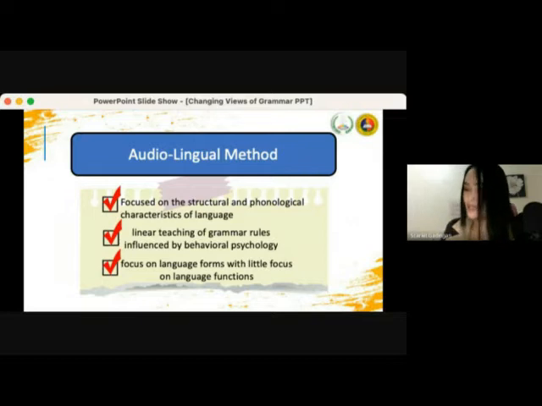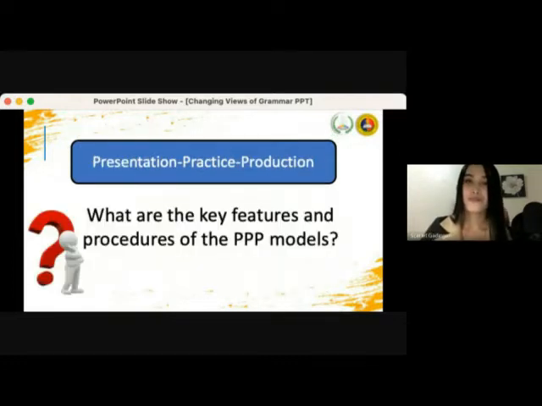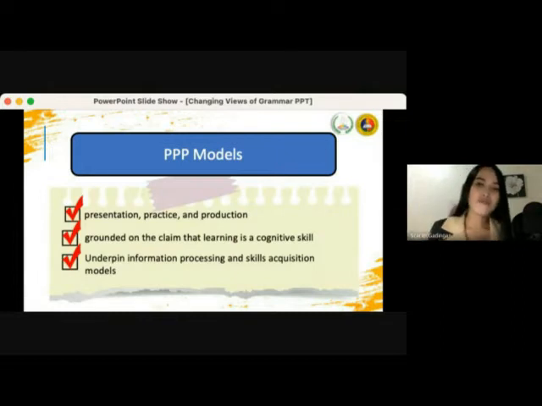Okay, basically because they share. Okay, these methods under grammar-based approaches share the same notion that grammar is important, so we focus on the grammar or rules. Okay, now here is the PPP that you need to learn. I'm not sure if you were able to encounter this before and you have a detailed knowledge about this one, but here is the PPP or presentation practice production. So what are the key features?